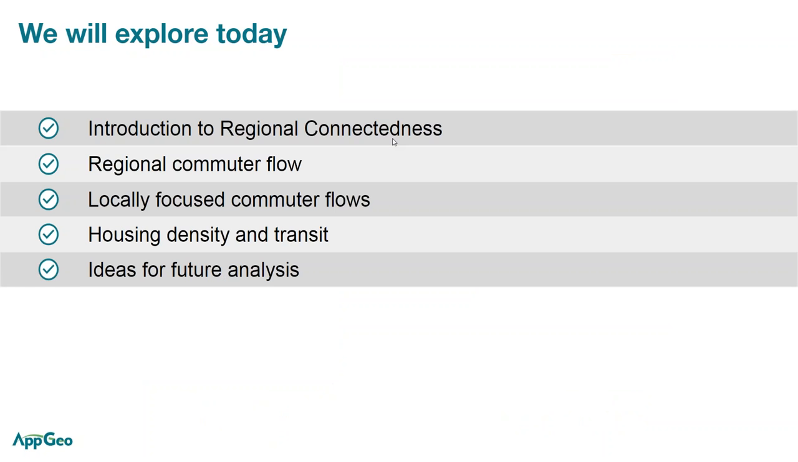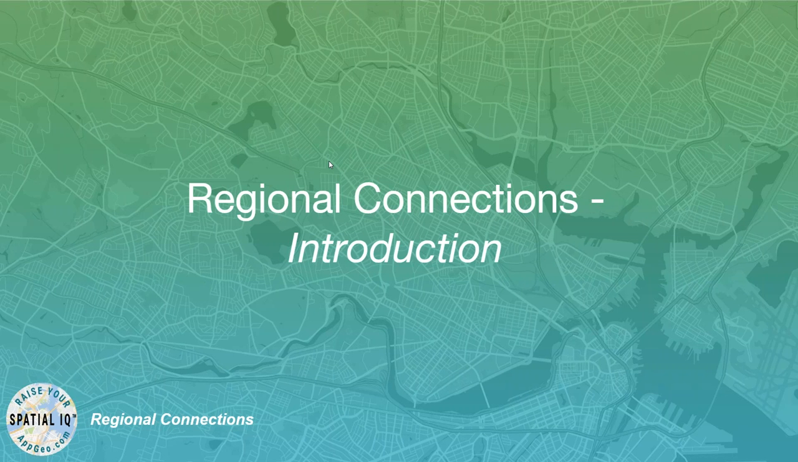So just to quickly go over what we're going to talk about today, there'll be an introduction to regional connectedness. We will focus a little bit on regional commuter flow, and then dive deeper into it, looking at certain communities and how the commuter flow works in them. And then we'll also look at housing density and transit, and then talk about ideas for future analysis. So with that, I will pass it on to Rich, who will give us an introduction.